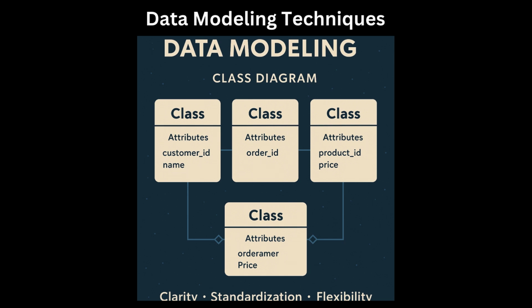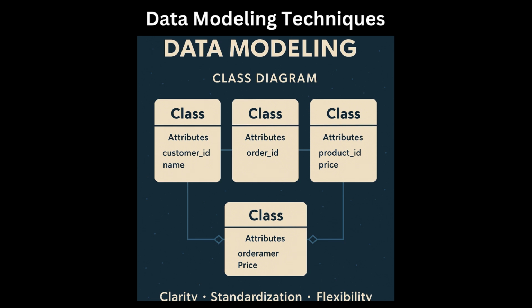Class diagrams. Class diagrams are the most commonly used in data modeling. They depict the system's objects and their relationships. In this diagram, classes represent entities, and the attributes of these classes represent the properties or characteristics of the data. The lines between classes represent relationships, like one-to-one, one-to-many, or many-to-many.